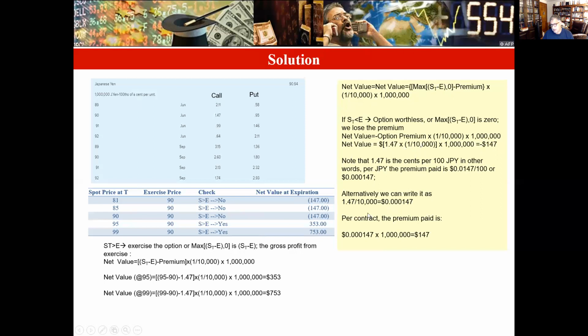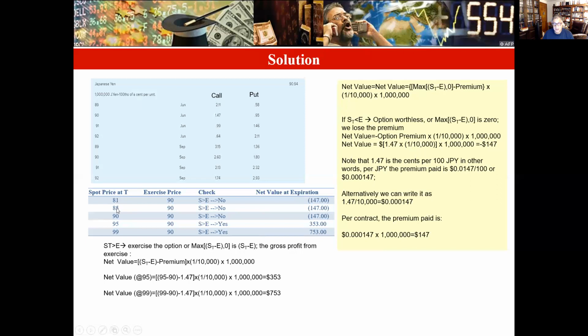As you see in here, the premium, which is 1.47, is actually in dollar terms 0.00147. This is per unit of Japanese yen. In the contract, we have 1 million Japanese yen. Therefore, the premium that we paid at time 0 when we purchased this contract was $147. So our position now is worth minus 147. This means that practically we ended up losing $147. So that is the case when the price turns out to be 81.